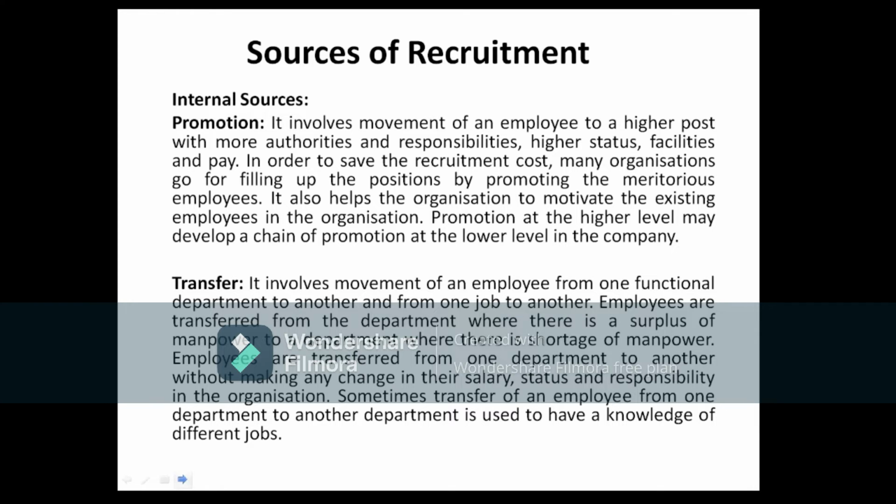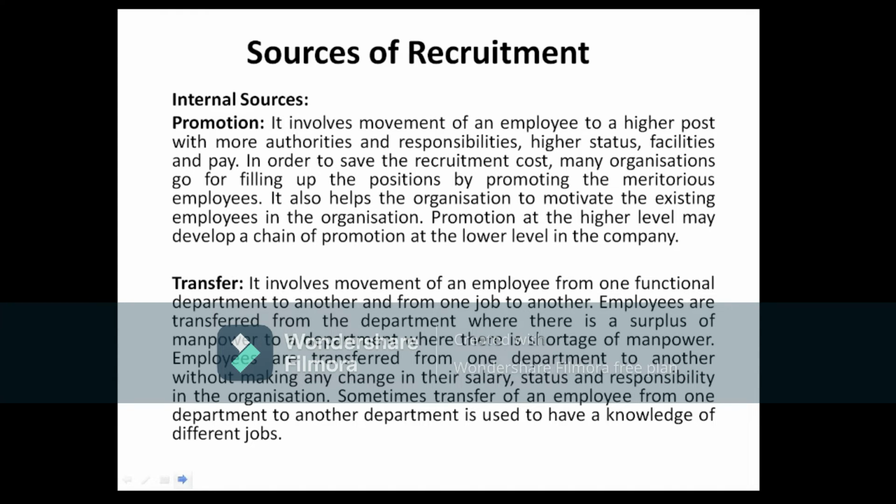In this case, we will study two methods or sources in internal sources. Number one, promotion, and number two, transfer. First of all, I would like to explain what promotion is. Promotion is a source through which the organization fills up vacancies by promoting employees from the existing position to a higher position. We can say it is the movement of an employee from his or her existing position to a higher position with higher responsibilities, higher authorities, and an increment in salary, status, and facilities, right?